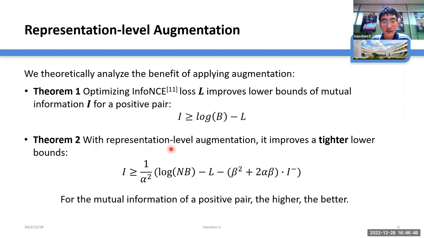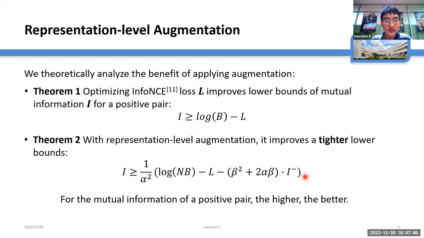And with the representation level augmentation, we can improve to tighter lower bounds. As you can see, if we apply representation level augmentation, the mutual information for a positive pair should be lower bounded by this term. And in most cases, this complicated term should be greater than log B minus L. Thus, we argue that if we apply representation level augmentation, we improve to tighter lower bounds of mutual information for a positive pair. And one thing you need to note is that for the mutual information of a positive pair, the higher, the better. This is the logic behind the benefits that augmentation methods bring to these code search models.